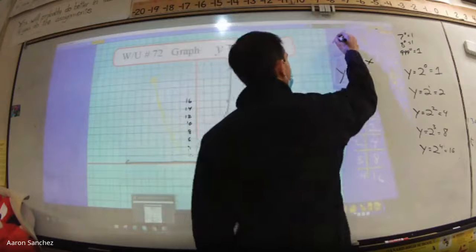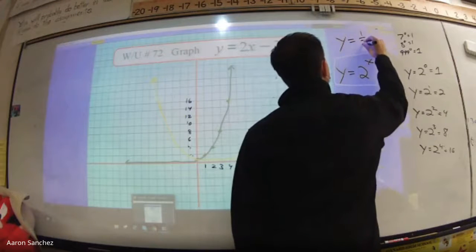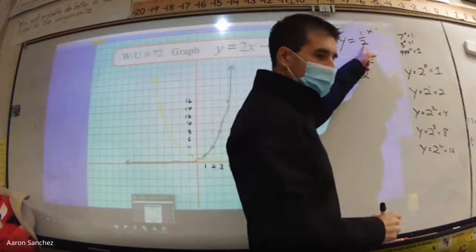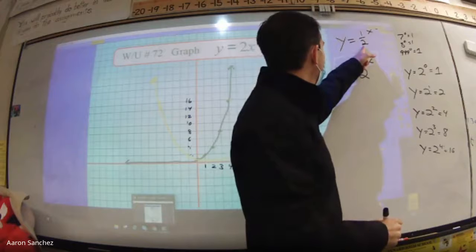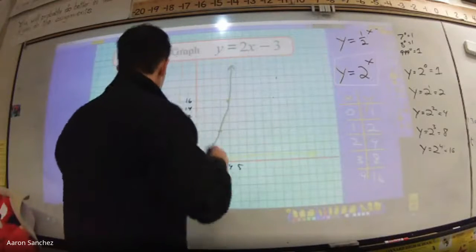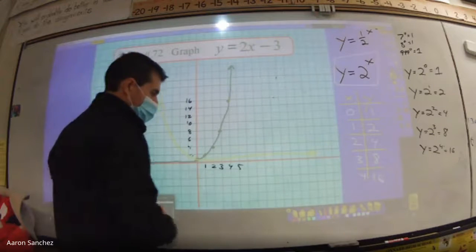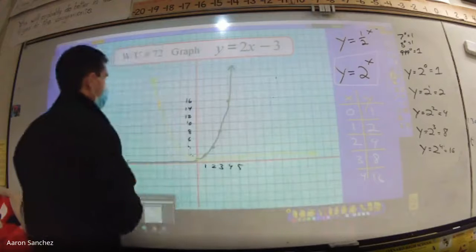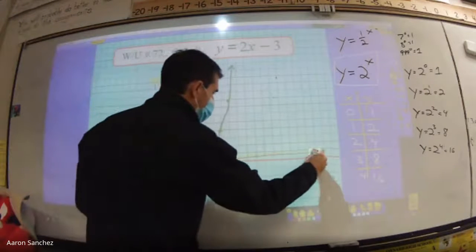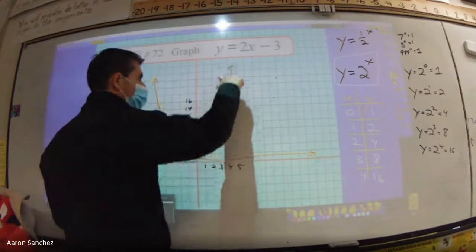Okay, and then we have here y equals 1/2 raised to the x. So notice how this is a fraction, David? Mm-hmm. So the fraction is going to go down like this. This will be the fraction one. I'll do it in red. Goes down. Starts big, goes down. That number is a fraction. Goes down. If it's a whole number, starts small, goes big.